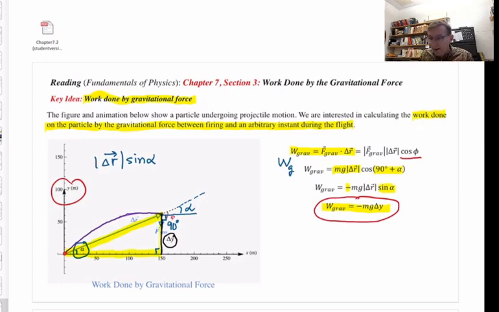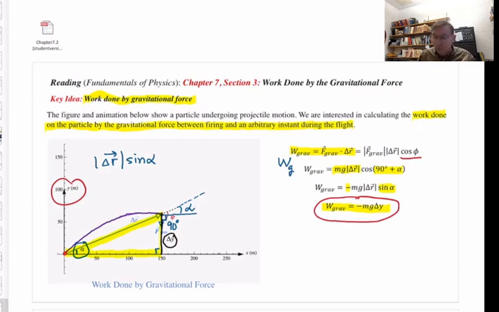And I don't recommend you call it anything else. Don't call it height or change in height. It's the change in the y-coordinate between the starting point and the ending point. Okay? That's what we're going to use. It's very handy. Just use that formula for calculating W grav. But remember, the delta y is based on an assumption of a y-axis pointing vertically up.